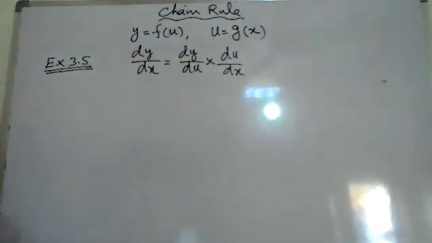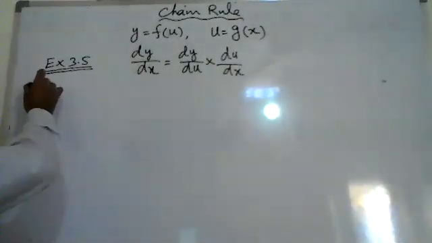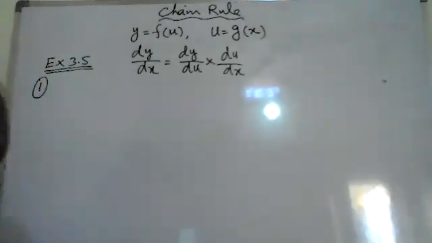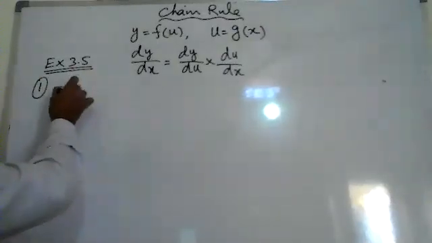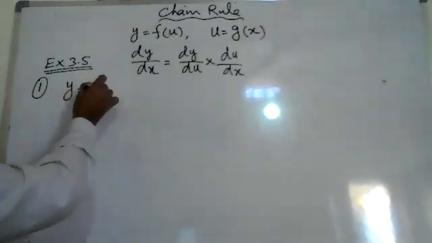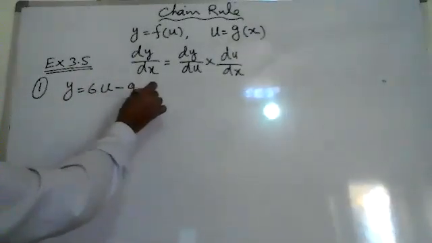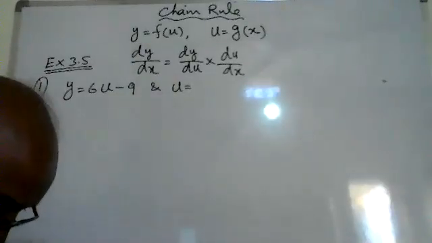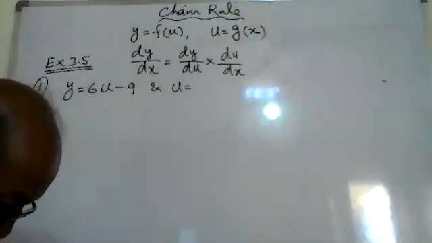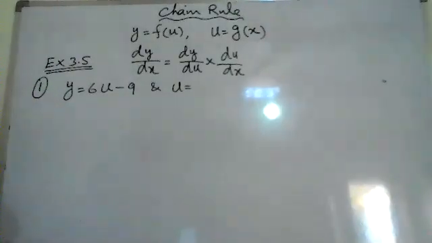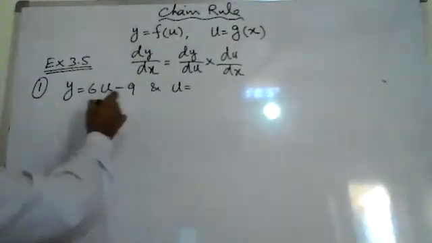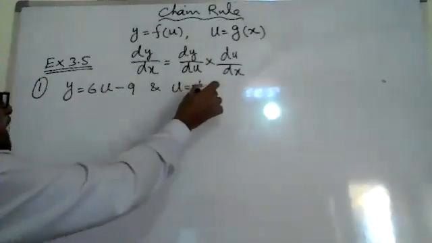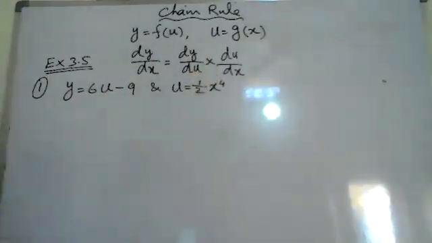Exercise 3.5, question number 1. Y is equal to 6u minus 9, and u is equal to 1 upon 2 x raised to power 4. This is u and this is y. And we have to find dy upon dx.